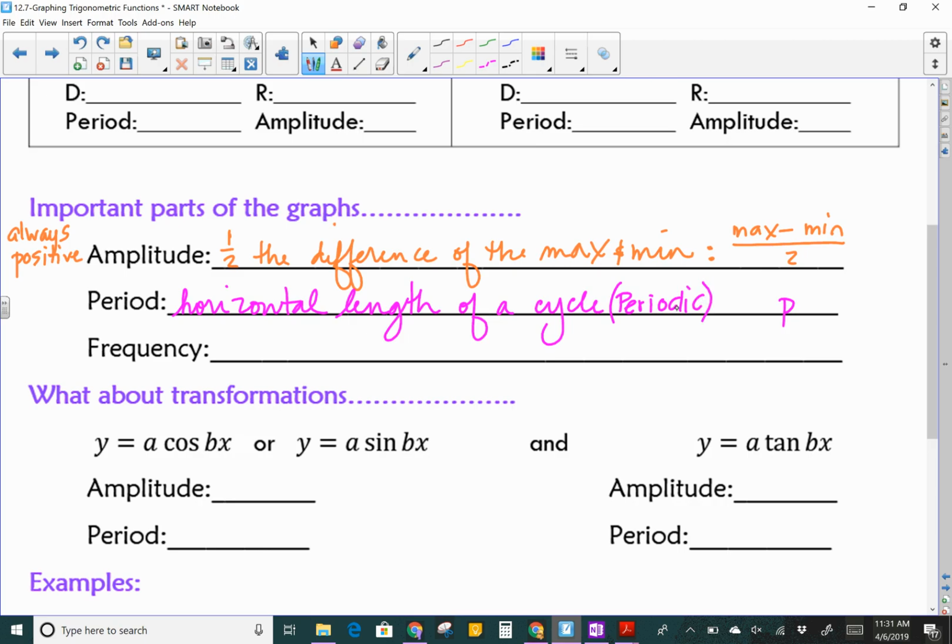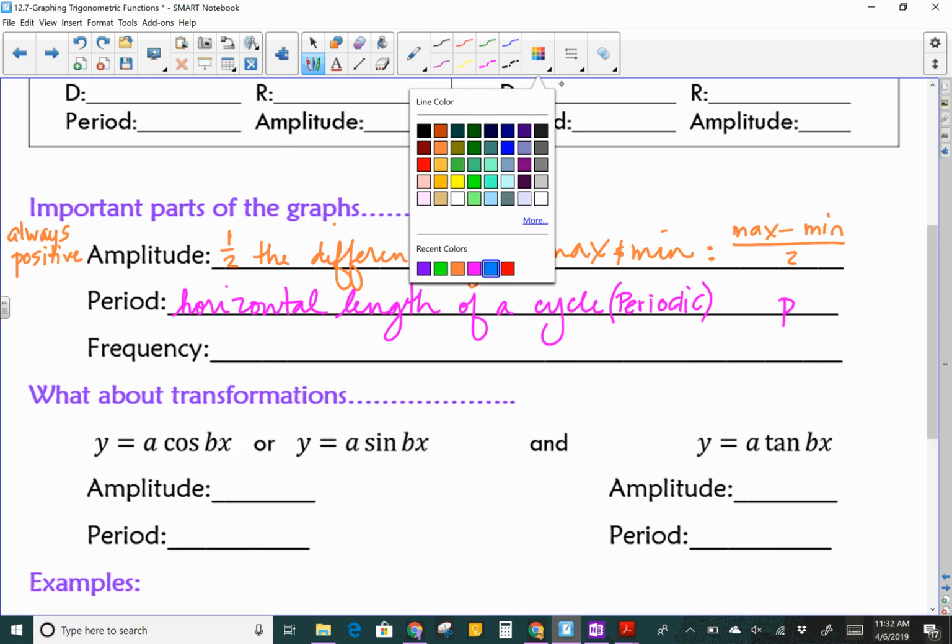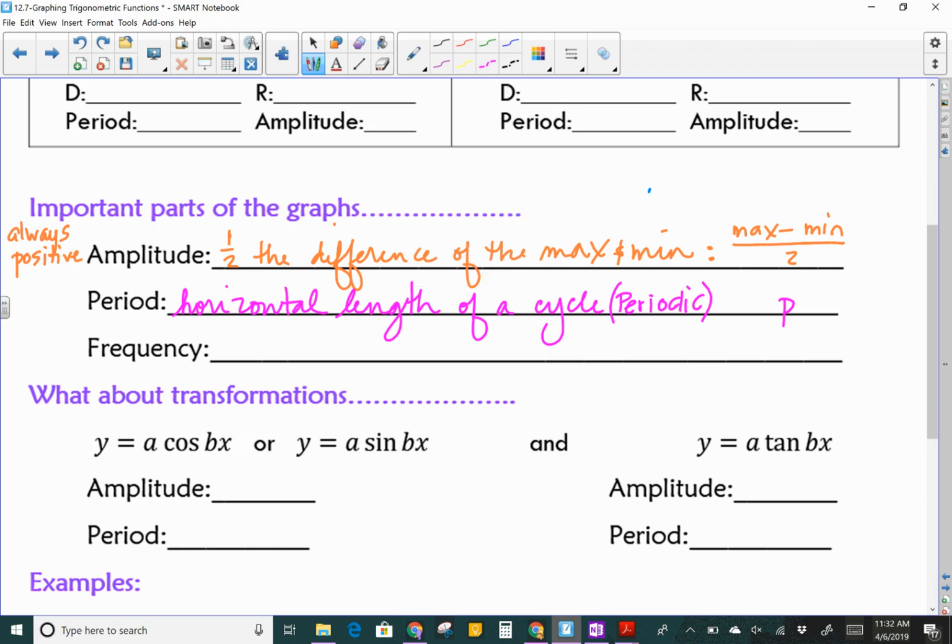Okay, so we'll come back and keep talking about the period. Let me go define frequency and then we'll go back to our graphs, because that'll be easier for you to understand. The frequency is the number of cycles in a given unit of time. And you can find that frequency by just taking the reciprocal of your period.